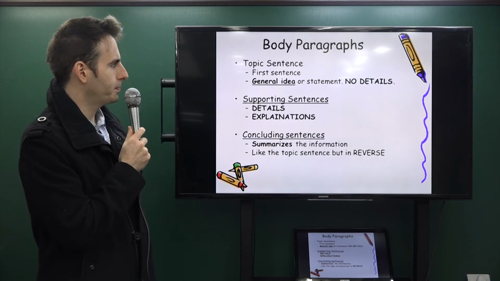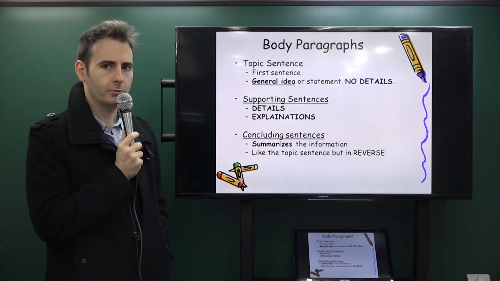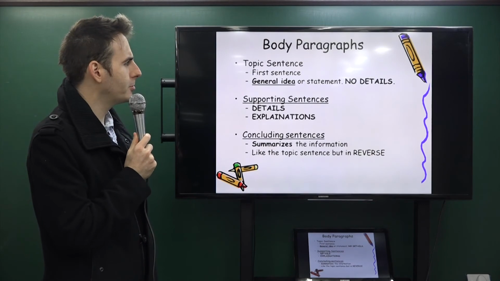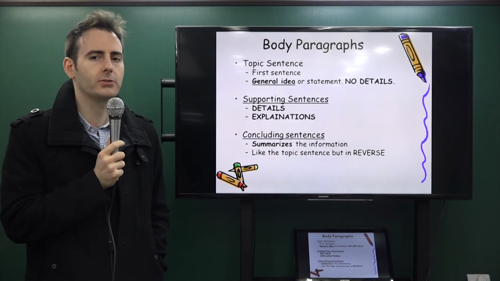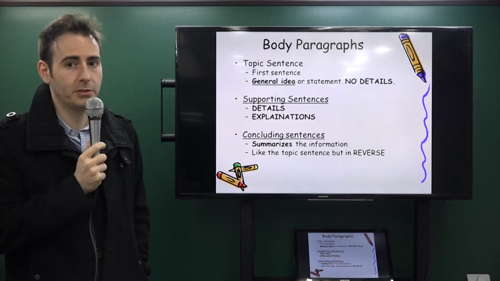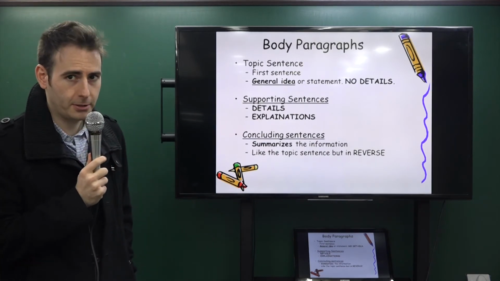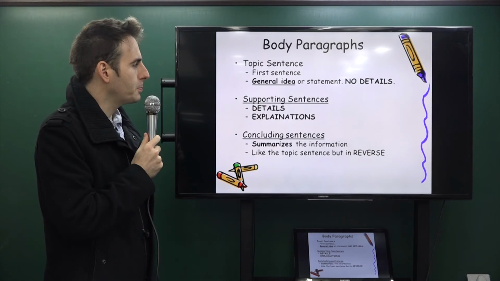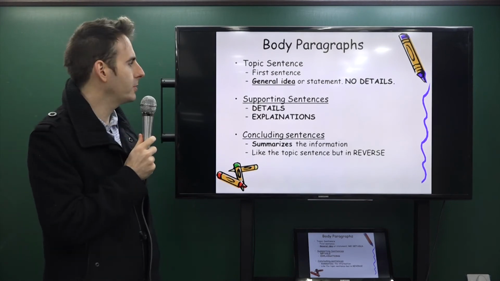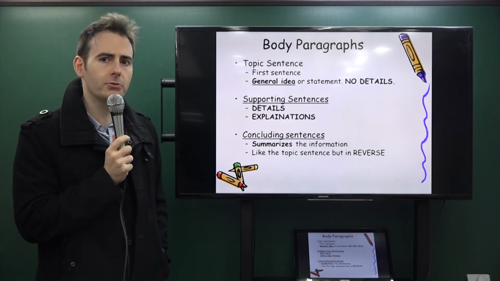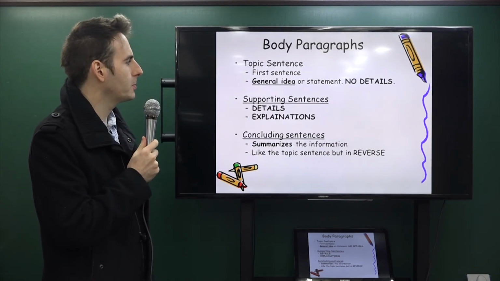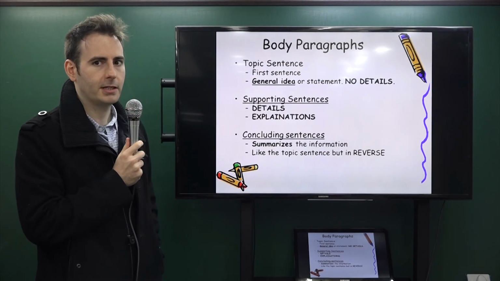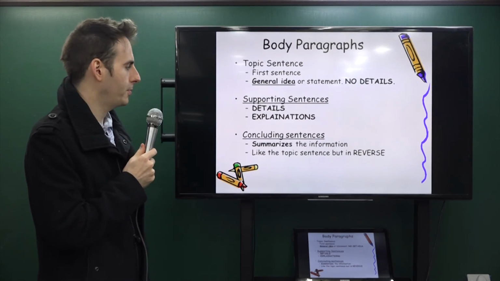Body paragraphs. Body paragraphs include a topic sentence, which is the first sentence, and a general idea or statement. No details. So the first sentence is a general statement with no details. Save the details for later. The supporting sentences after the topic sentence include details and explanations. This is where you want to put in the meat, the quotations, the information. So the supporting sentences include the details and the explanations, the quotations, and so forth.